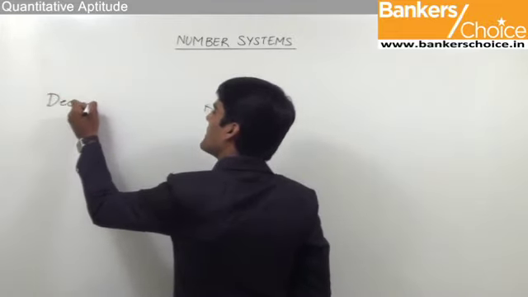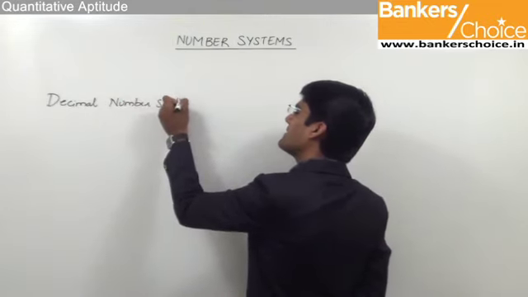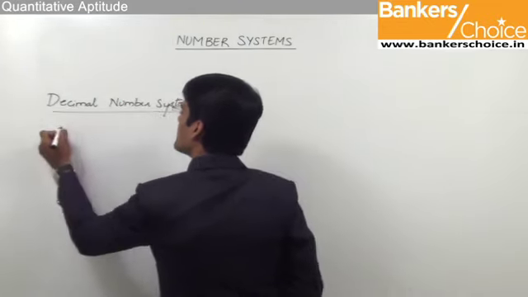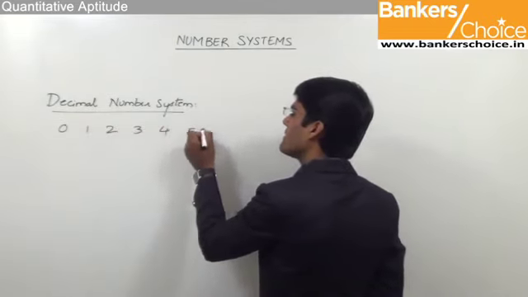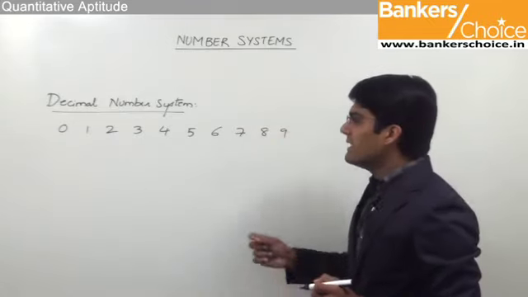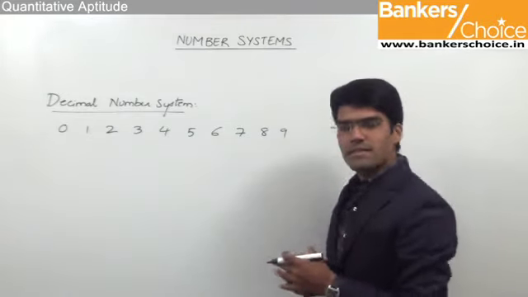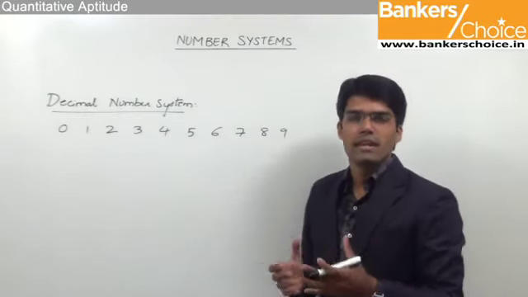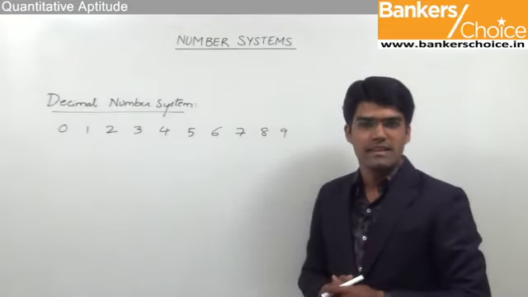So the number system that we follow is decimal number system, as I've mentioned, and the 10 symbols that we have here are 0, 1, 2, 3, 4, 5, 6, 7, 8 and 9. These 10 symbols are also called as digits. So these are the 10 digits which we use whenever we form a number. Any number that we make is a combination of any of these 10 digits.